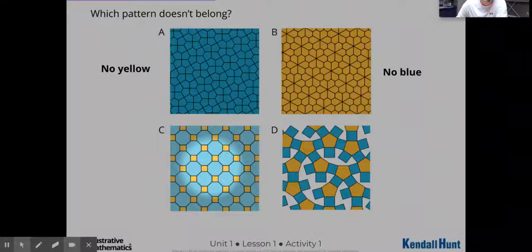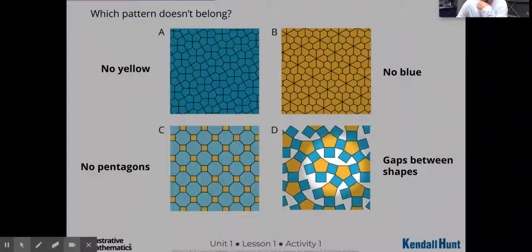So this one, do you know what a pentagon is, Linus? That is a shape with 5 different sides. So these tiles up here both have pentagons in them. This one down here does not. Do you see all the white space in between here? So that's different than these. There is no white space in these tiles up here.